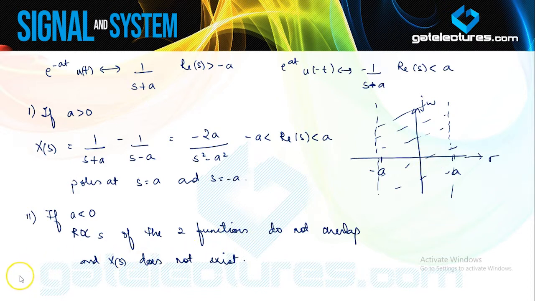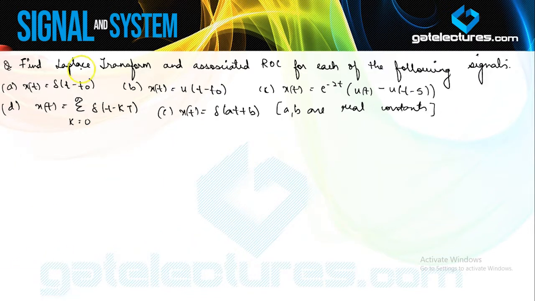Fine. So now they have given us some shifted signals, some signals with several operations, and they are asking you to find out the Laplace transform and ROC for each of the signals. So we start with the first part. This is a shifted impulse signal. So you have seen this shifting property. We know that Laplace transform for del t is 1.